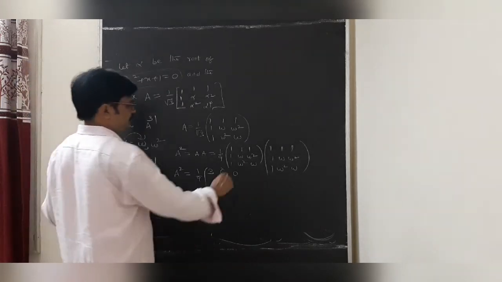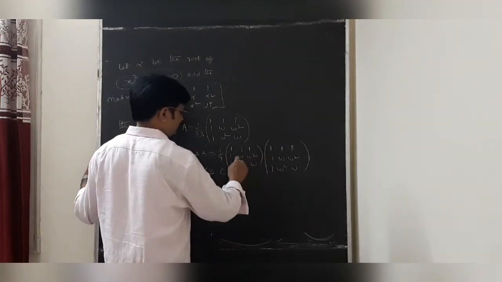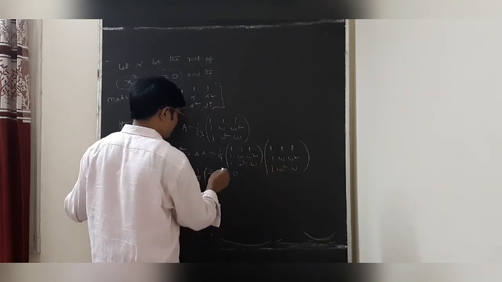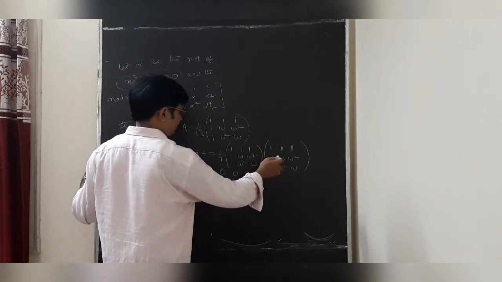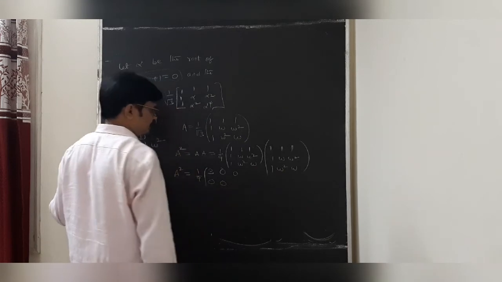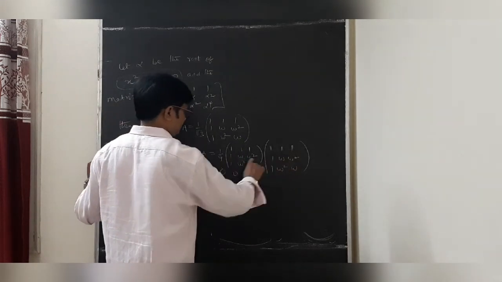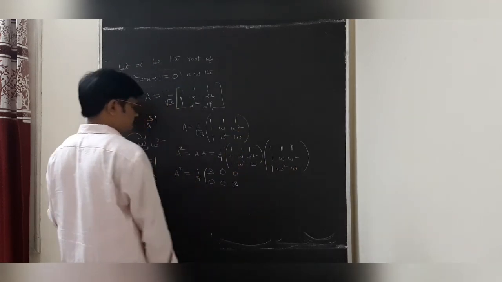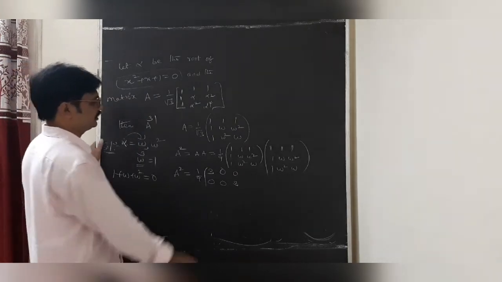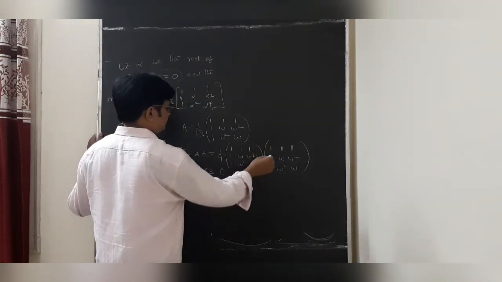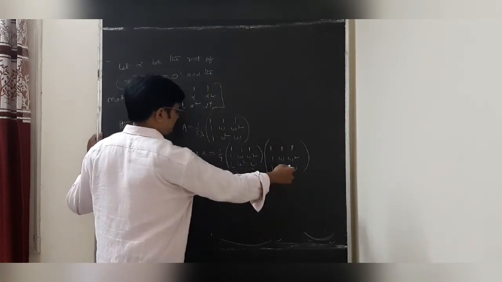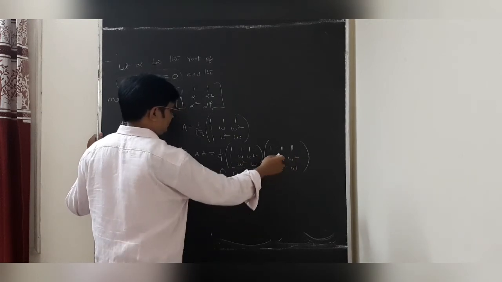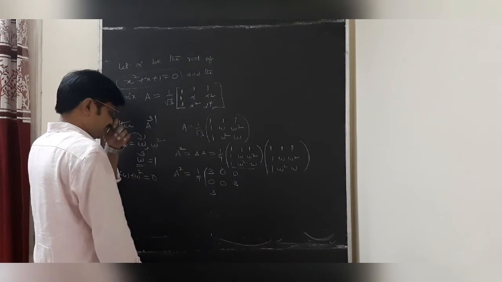Dear students, now we multiply the second row. 1 plus omega plus omega square is 0. Then 1 plus omega square plus omega power 4 is also 0. Now 1 plus omega into omega square, omega cube is 1, and this is also 1, so 1 plus 1 plus 1 is 3. The third row: this is 1, this is omega cube.